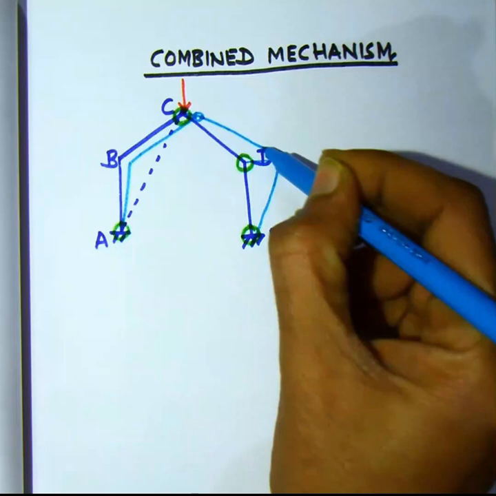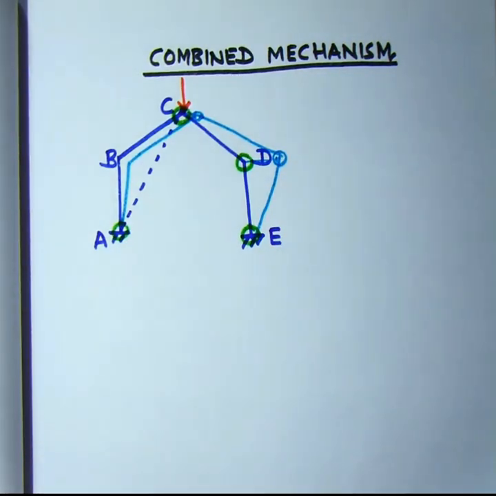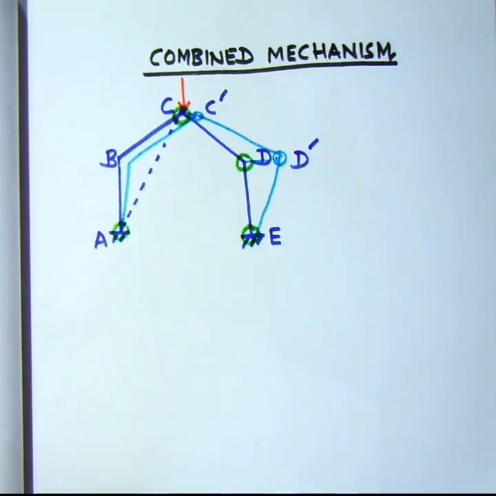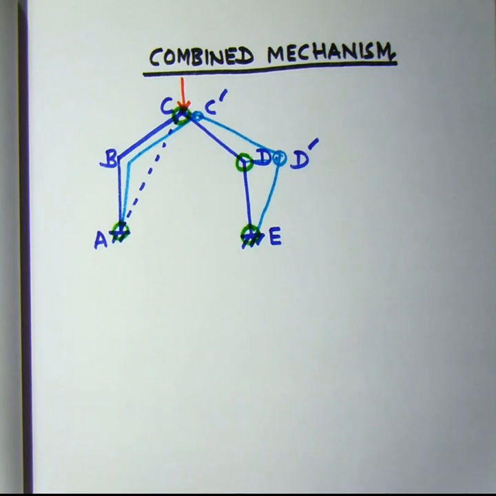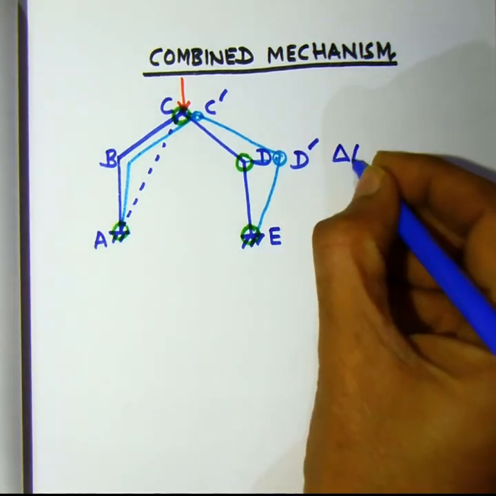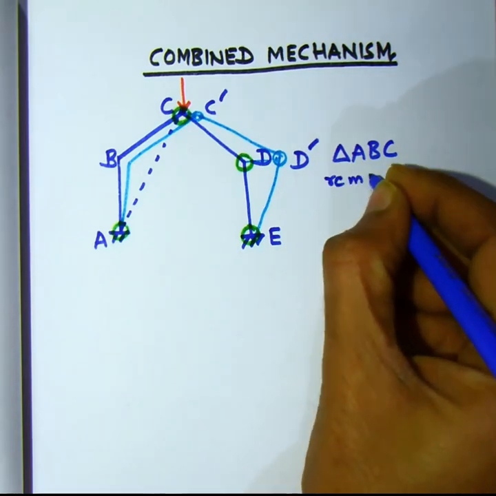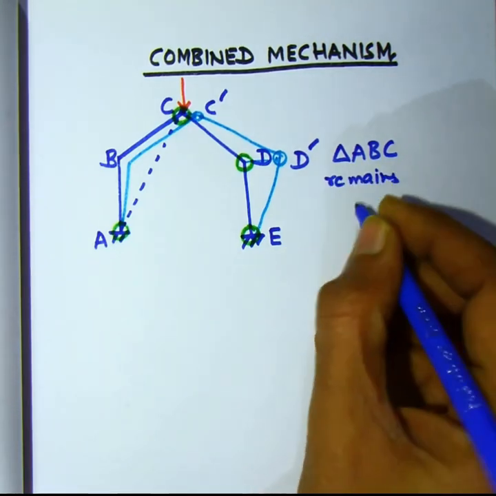ED undergoes rotation about E. Finally, the new positions of C and D, that is C dash and D dash, they are defined by the conditions of inextensibility of CD. In all these displacements, triangle ABC remains rigid.